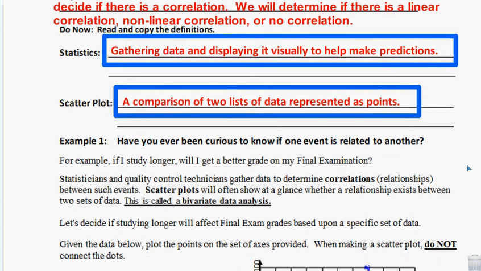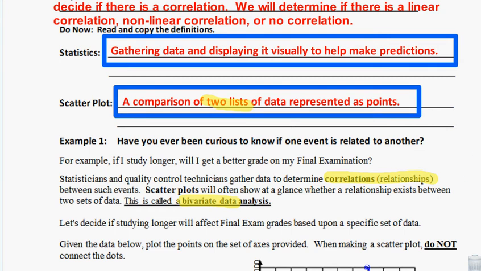So notice here that statisticians, they try to gather data so that they could determine if there's correlations. Now, correlation really is a relationship. So maybe you want to underline this or highlight it. A correlation represents some kind of relationship. And a scatter plot, since it's about a comparison of two lists of data, we call it bivariate data. You know the prefix bi means two, so two lists of data means that we have bivariate data.